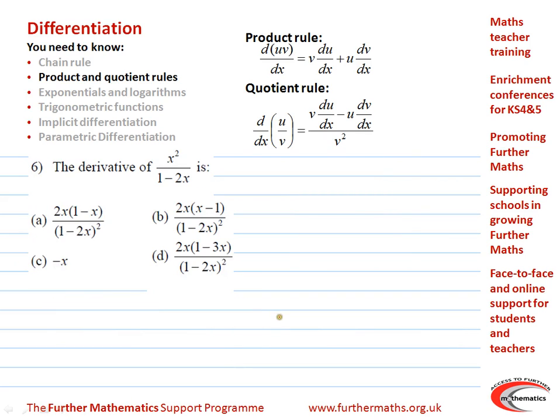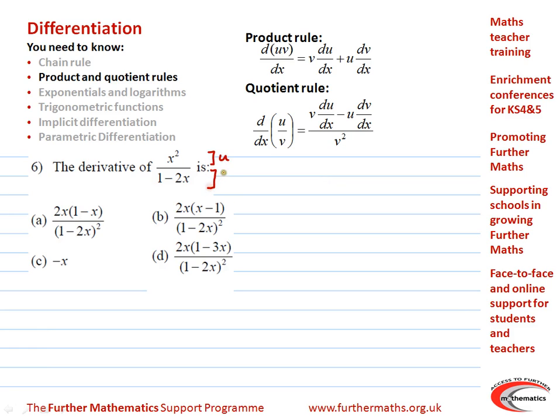Okay, let's try a quotient. Now, you could treat this quotient rule question actually as a product rule. You could rewrite it as x^2 times (1-2x)^-1 and use the product rule in order to differentiate that. We're not going to do that in this particular case, but just so you know that that is also a valid option for this type of question. Okay, but I'm going to use the quotient rule for this one.